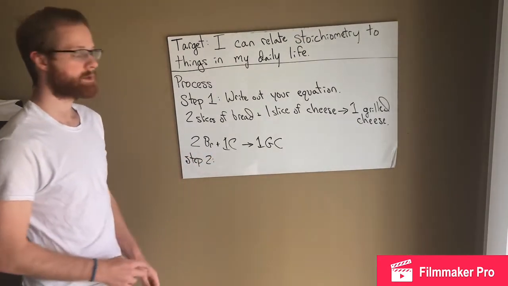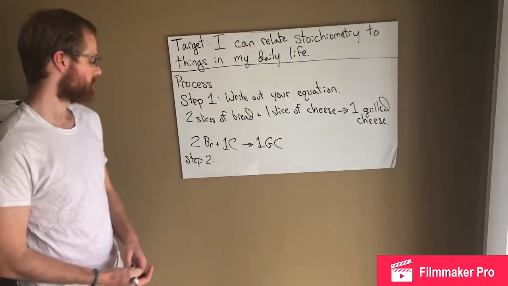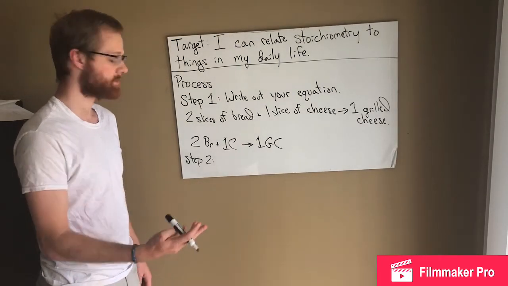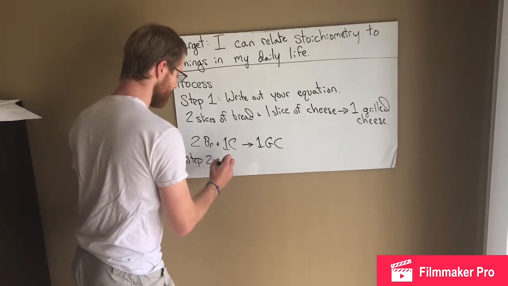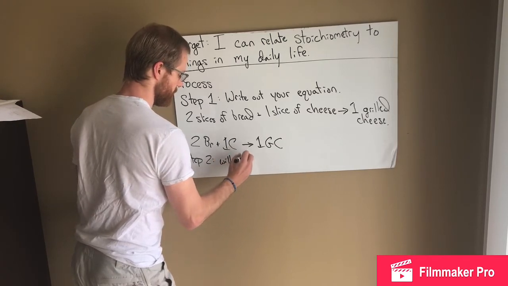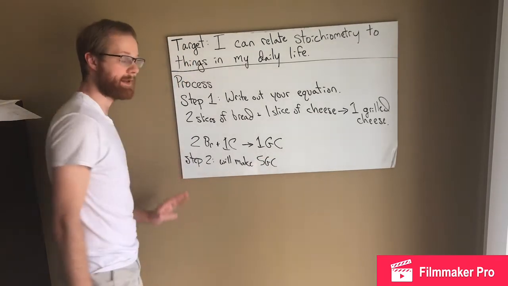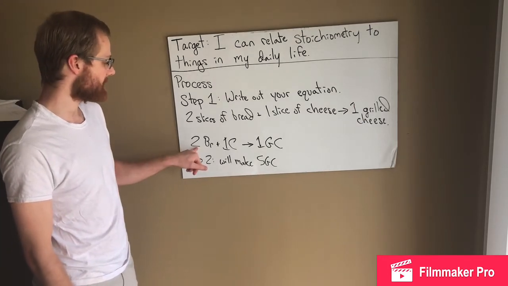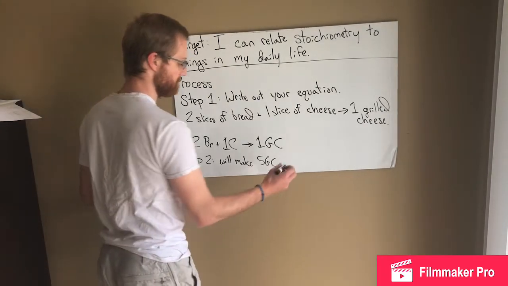Step number 2 is identifying other things that we know in this problem. So what other things do we know in our problem? Let's just review what the problem was. First things first, we know we need to make 5 grilled cheeses, because we've got 5 family members. What we need to figure out is how many slices of bread and how many slices of cheese we're going to need.